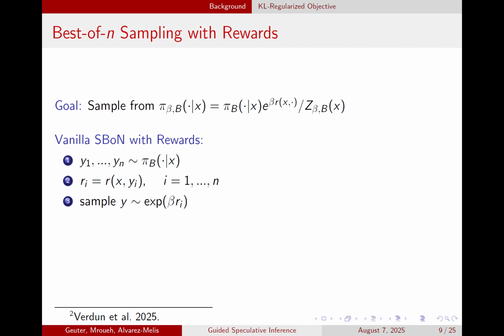rewards. And if you do this, you can show that the KL between the distribution that you get from the sampling procedure and the tilted distribution up here is bounded by this term. And in this term, you can see there's a 1 over n. So this means if n goes to infinity, this goes to 0. So this shows that if you sample using soft best of n sampling and you increase n, then you get arbitrarily close to samples that come from this tilted distribution.